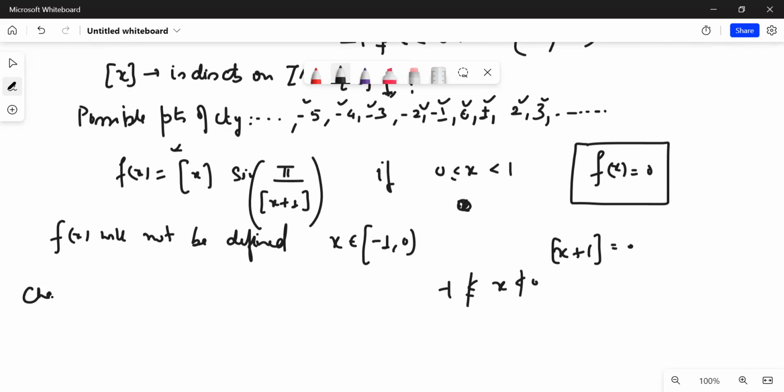So I'll check continuity at x equal to 0. So one of the integers you see here is x equal to 0 also, right?